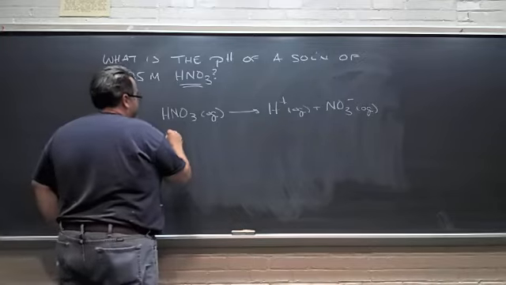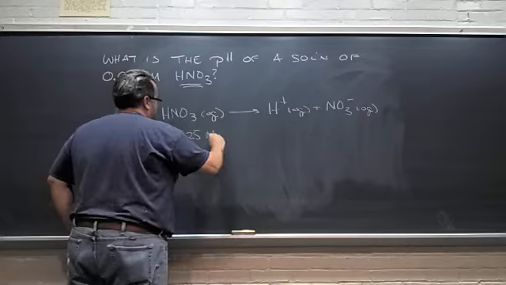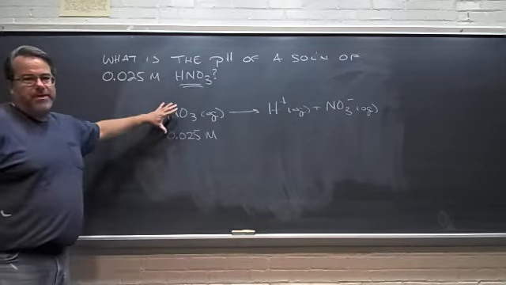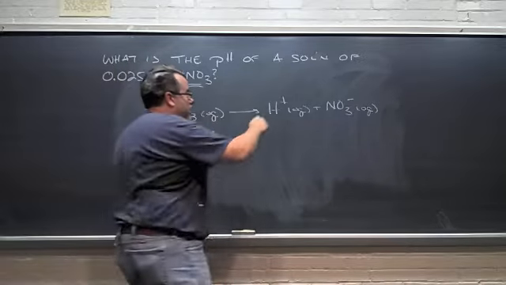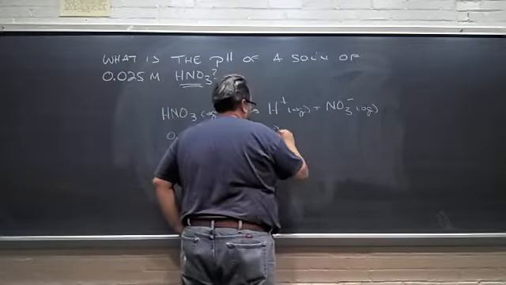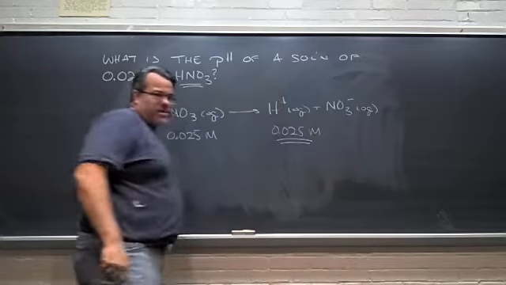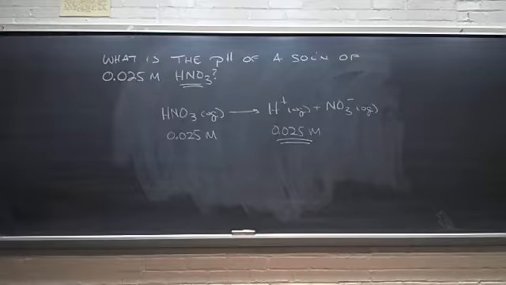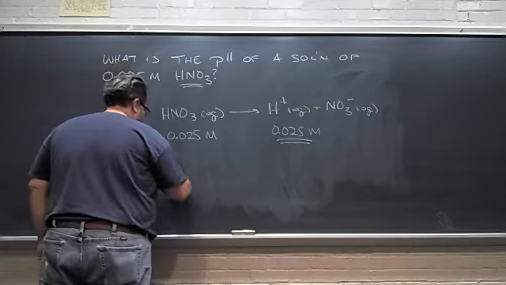All right. So if we have 0.25 molar nitric acid, that's going to split apart. Every nitric acid molecule is going to break apart into H plus and NO3 minus. So the concentration of H plus is going to be 0.25 molar. All right, let me go ahead and write that here.